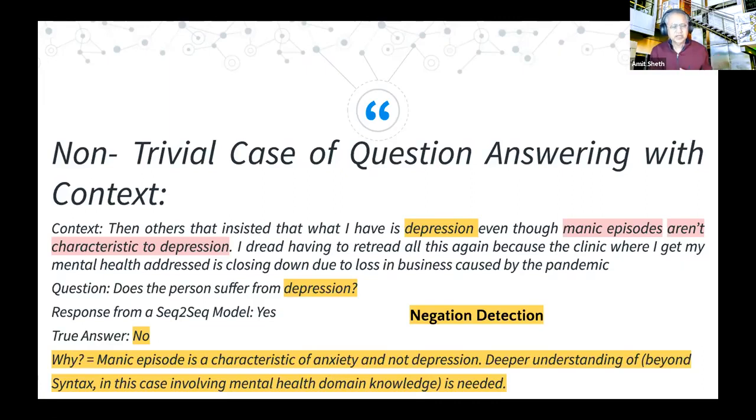The reason is that manic episode is a characteristic of anxiety, not depression, right? So the mental health concepts of anxiety and depression are different, and here in the text you talk about both of them. Thus, it is not enough that your system exploits syntax. There needs to be semantic understanding, meaning you have to understand the meaning of depression, understand the meaning of anxiety, associated properties, and then you can answer this question better.